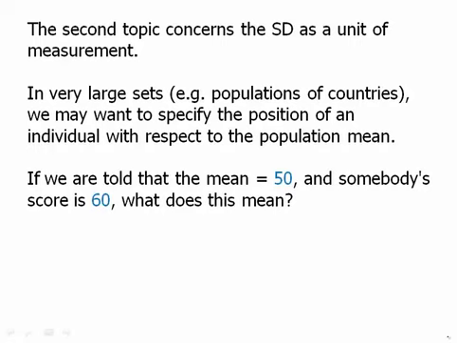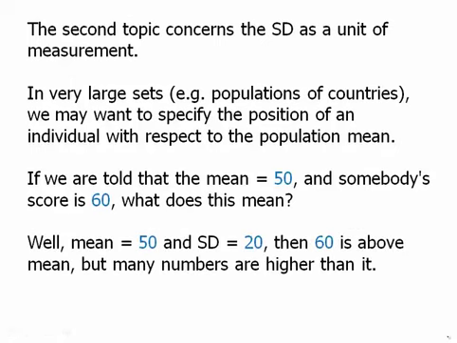If we are told that the mean of a certain set is 50 and somebody's score is 60, what exactly does that mean? Yes, that score of 60 is above the mean. Is this just something kind of mildly above the mean, or is this a really, really impressive score far above the mean? Well, think about it this way.